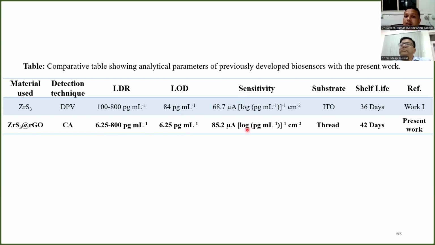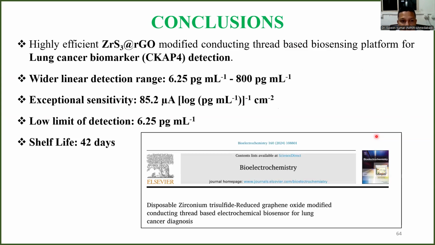Sensitivity also increased. The first one is ITO, the traditional electrode. Here we have used a thread electrode. So shelf life is also increased to 42 days, but it is not at a commercialized level. So we are working on this to develop thread, and we would like to develop something just like a watch, so you can wear it on your wrist and see its concentration in your watch or some electrochemical devices. I will discuss it later.